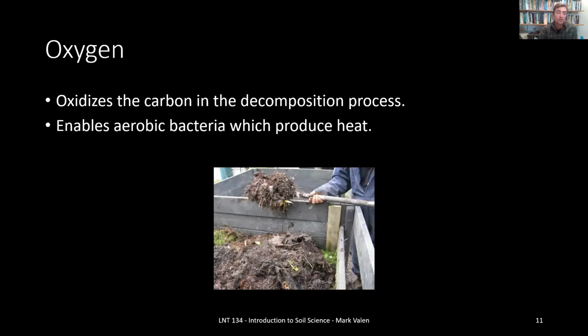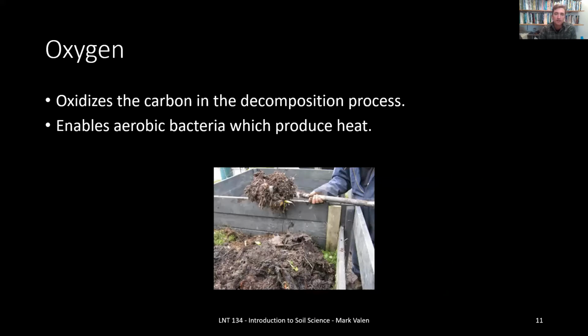And then we balance the water with oxygen, or really just air in general, but the important piece is the oxygen. Oxygen oxidizes the carbon in the decomposition process, and it enables the aerobic bacteria to live in the pile, and they are the primary organism that will produce heat. So the oxygen is important for the living things and to enable the material to break down properly. It's really part of the energy system of the compost pile. It's needed as part of the metabolism of the organisms.